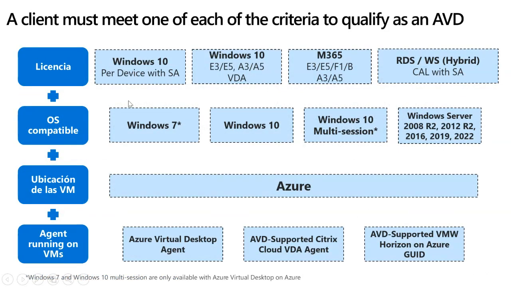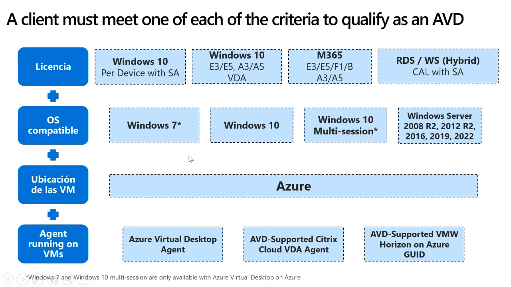A client must meet one of each of the criteria to qualify for Azure Virtual Desktop. This is one slide similar to what we saw before. On the licensing part, for Windows 10 per device, Windows 10 Enterprise E3, E5, A3, A5, VDA. For Microsoft 365, those kinds of versions: E3, E5, F1, A3, A5, and in a hybrid environment, the client access license of Remote Desktop.